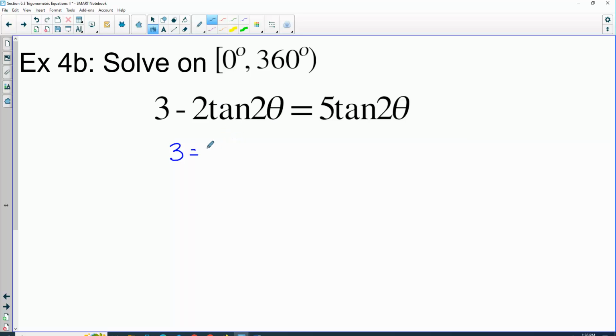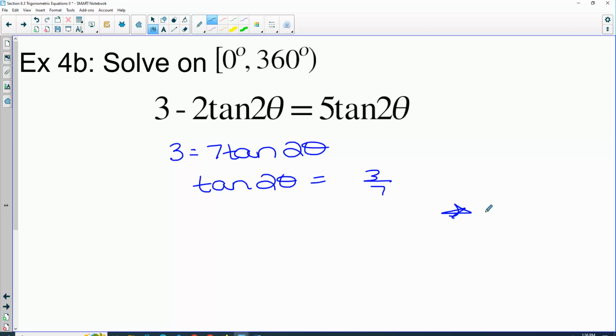So if I add over my tangent, that gives me 7 tangent of 2 theta. Divide, so tangent of 2 theta equals 3/7. So first of all, it's 2 theta, that means we get double the solutions. Because by the time it gets to 360 degrees, we'll have 2 full periods. Quadrants, when is tangent positive?